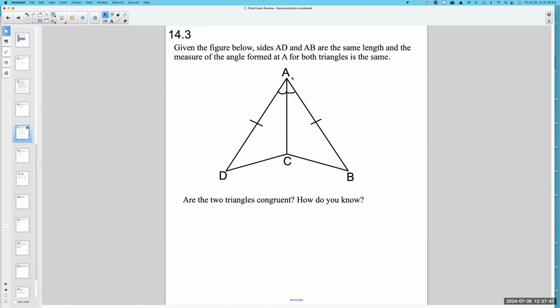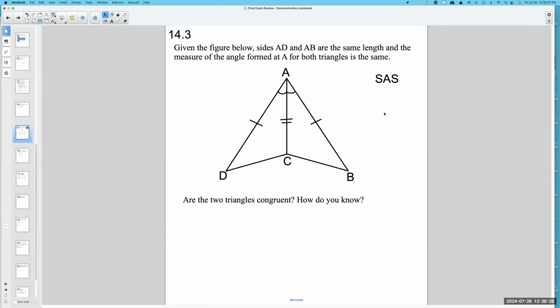Well, if I look here, they both have this same side AC. Side AC belongs to the triangle ADC, and side AC belongs to ABC. So I actually know that this side is congruent to itself because it's in both triangles. So I have this side here, AD, and then the angle up here at A, and then AC. I have the same thing here. So this is side, angle, side, which is a legitimate way to prove triangles are congruent.